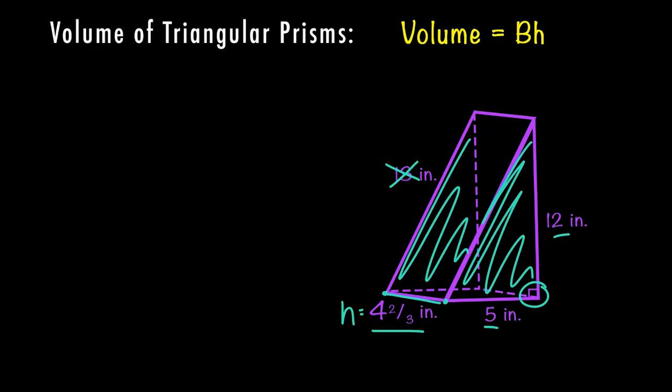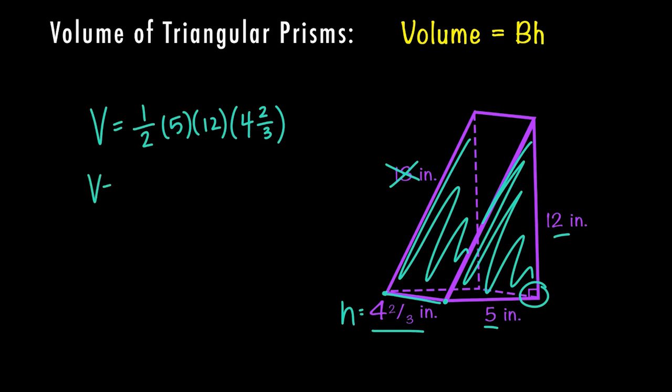So let's go ahead and plug this into our formula. So we have the volume is 1/2 base times height of the triangle. So that would be my 5 times 12. And then I'm going to multiply times the height of the prism, which is 4 2/3.